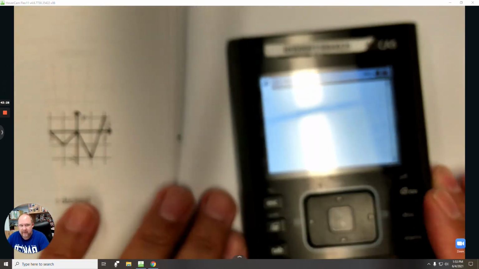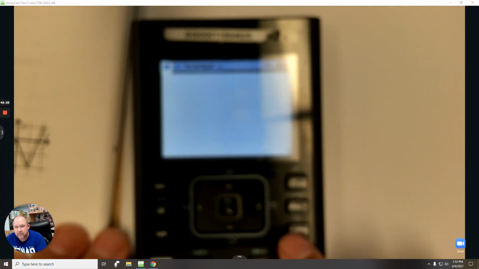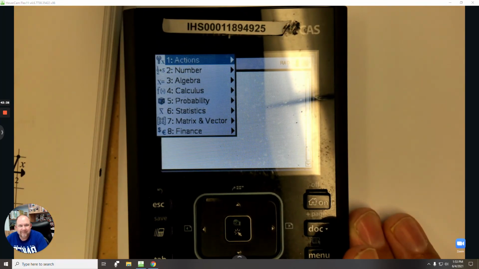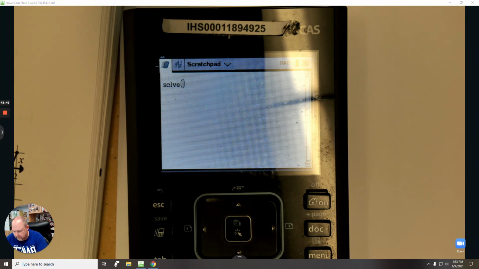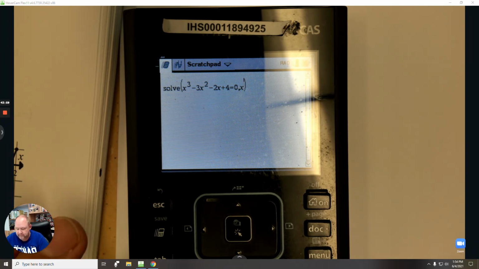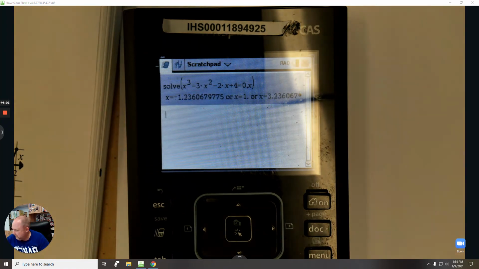So here's our calculator. See if it'll zoom in. I want you to press menu, then algebra, then solve. And you're going to type it in. x cubed, subtract 3x squared, subtract 2x plus 4, equals 0. And we're going to go comma x. That tells the calculator solve for x. And then go control enter. And you have your answers.